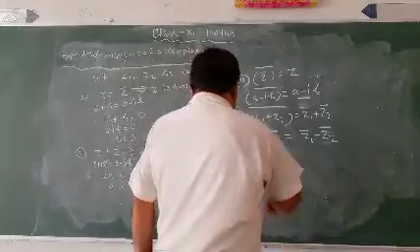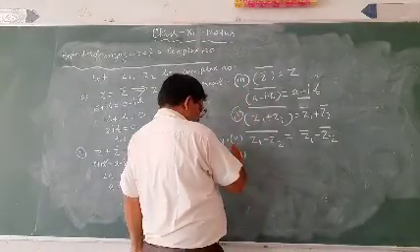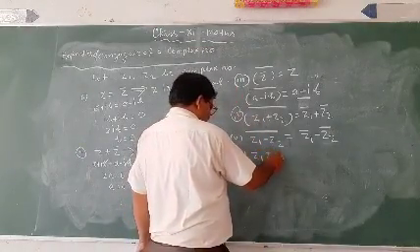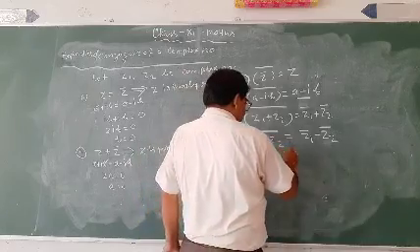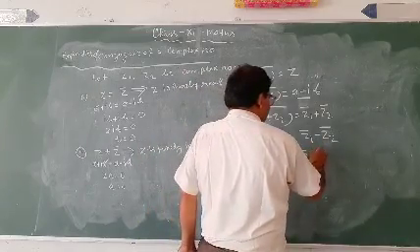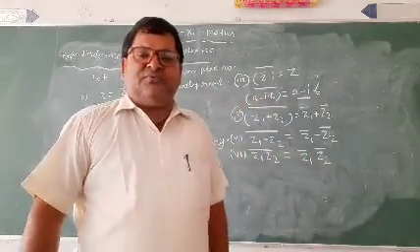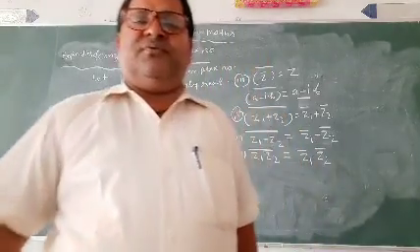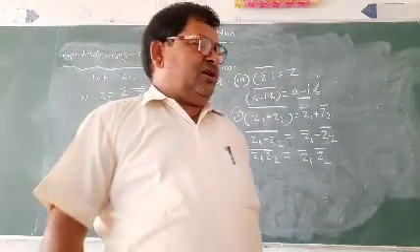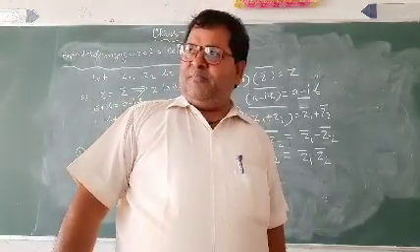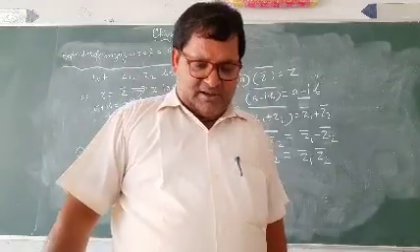And property number 6: the bar of z1 into z2 equal to z1 bar into z2 bar. That is, the conjugate of the product of two numbers is equal to the product of the conjugates of the separate numbers.